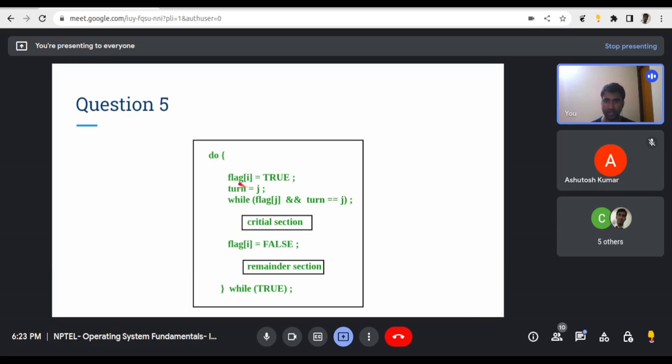What you are seeing right here is the code for the process I, and there is another process J. These are the 2 variables, flag and turn. What process I does is that it first raises its flag to show that it wants entry into the critical section, and then gives the turn to the other process J.